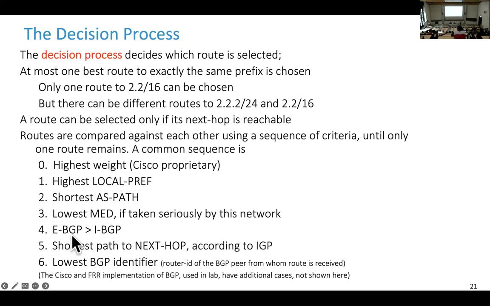What are these criteria? Well, these are attributes. One we have already seen: the shortest AS path, meaning that if you have several paths to one destination, you might prefer the one that is shorter in the number of ASs, the one that goes through a smaller number of ASs, because presumably this might be more reliable.